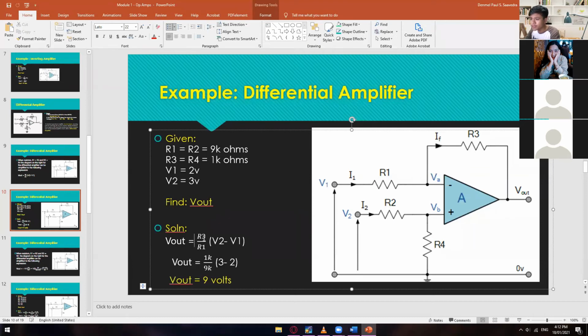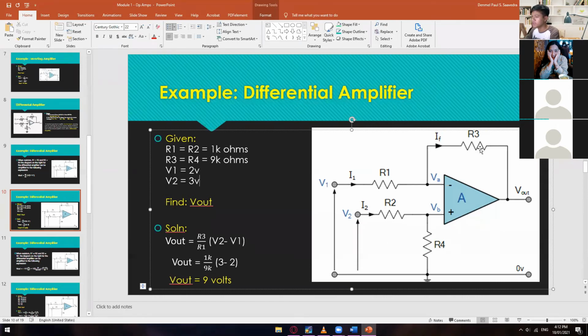Oops. R3 is 1K divided by 9K. Is this correct? 1K divided by 1 over 9. 3 minus 2, 1. Looks like this one is wrong. Wait, let me correct this one. R3 divided by R1. R3 is 9K. Sorry. So this one is 1K, and then this one is 9K. Okay, so it's the opposite.